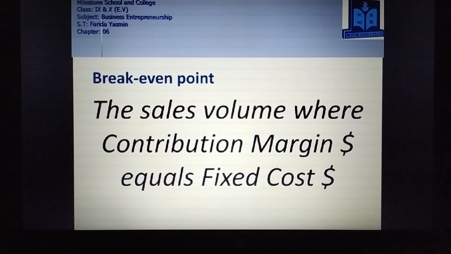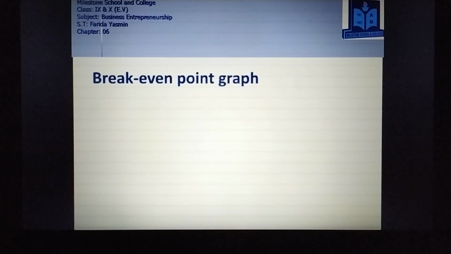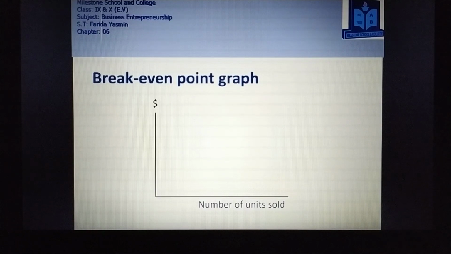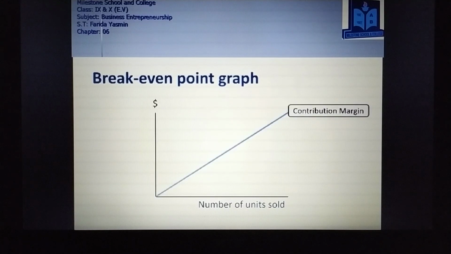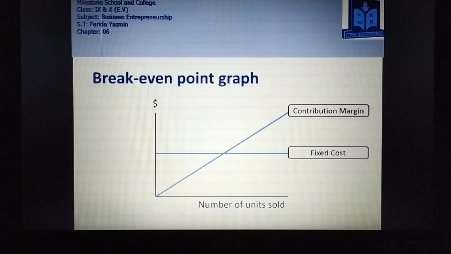Let's look at the break-even point on the graph. On the horizontal axis, the number of units sold. On the vertical axis, the total dollars. Contribution margin dollars go up for every unit sold. Contribution margin is revenue minus variable cost, what you sell the product for minus what it costs you to make an incremental unit. Fixed costs don't vary with the number of units sold. Typical examples of fixed cost are rent, depreciation, and research and development expenditures. The break-even point is right here, where the two lines intersect.